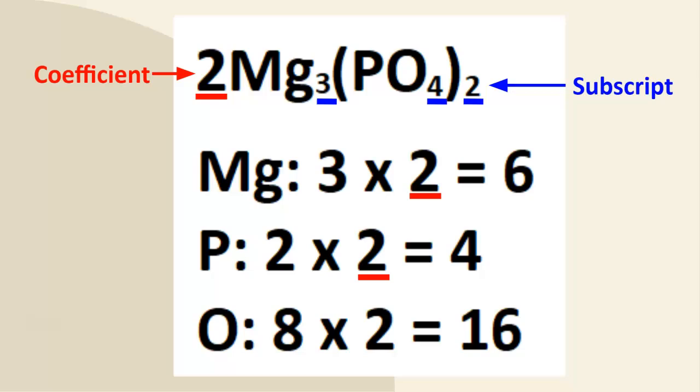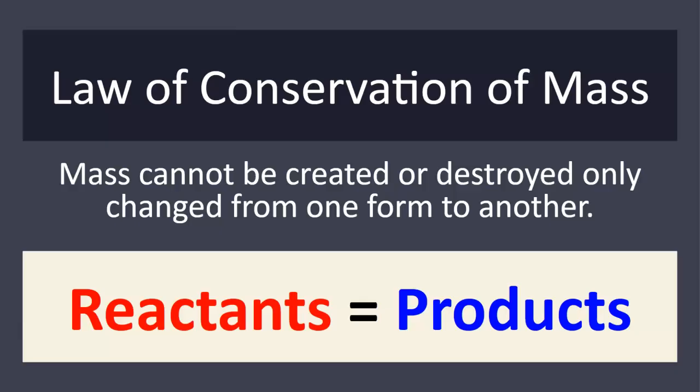The coefficient, that's the big number at the front of the compound, tells us how many compounds we have. So for example, in this case, we have 2 of the Mg3(PO4)2 compound. So each of the numbers that we got from the subscripts, we have to multiply by 2. So in total, there are 6 Mg's, 4 P's, and 16 O's.